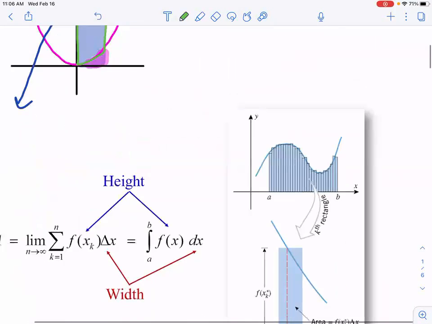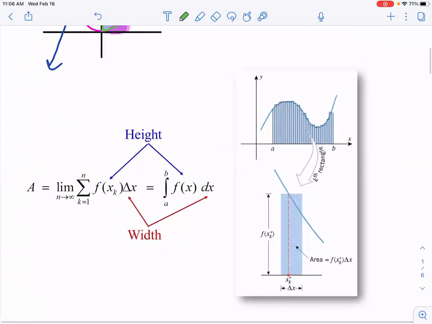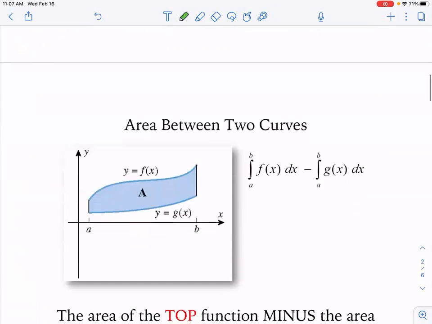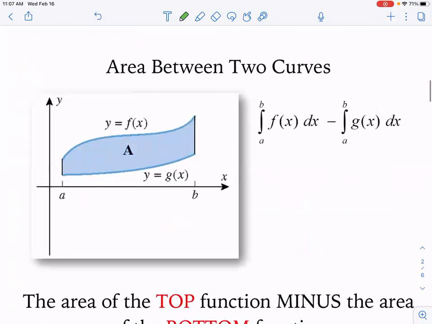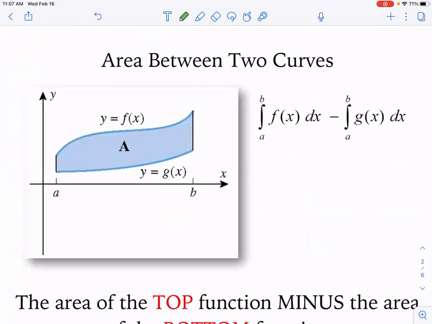Okay, so let's think about this in terms of area. We know that a definite integral represents the area under our curve, in terms of these rectangles that are infinitely small, infinitely many. So what we're going to do, like Connor said, is find the area of one minus the area of another one.